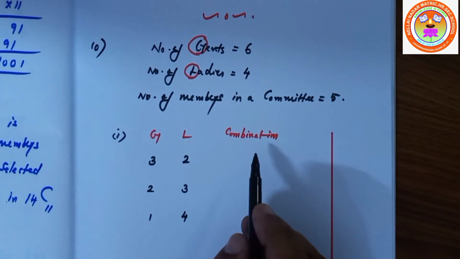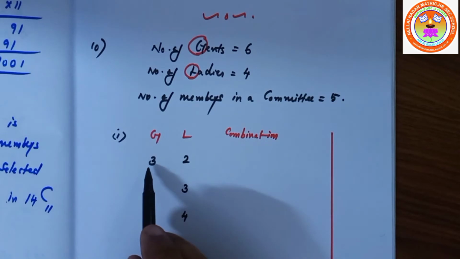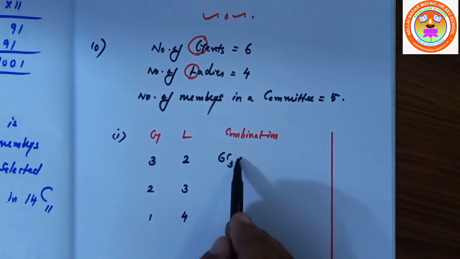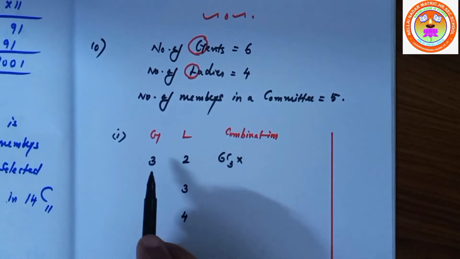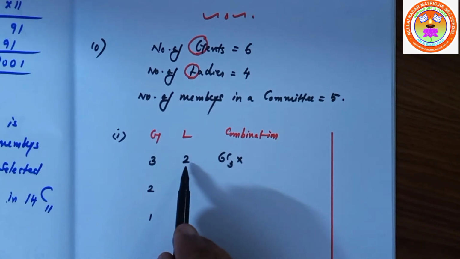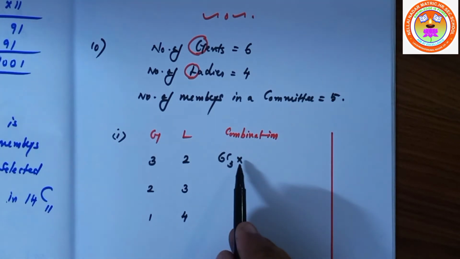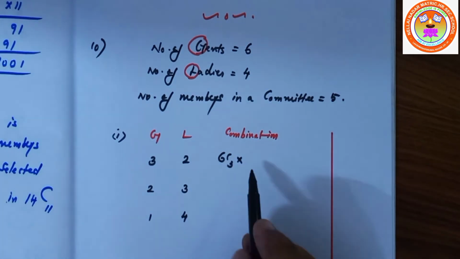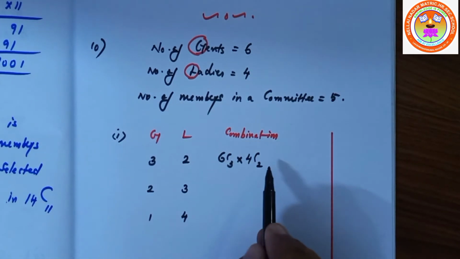The combination is, out of 6 we are selecting 3, meaning 6C3. 6C3 into, because 3 ladies and 3 gents, and 2 ladies. Here, multiplication represents "and". 2 ladies to be selected out of 4, so you have 4C2.